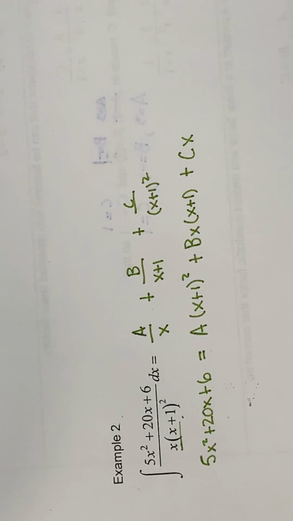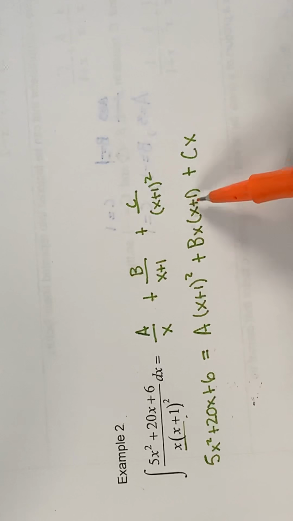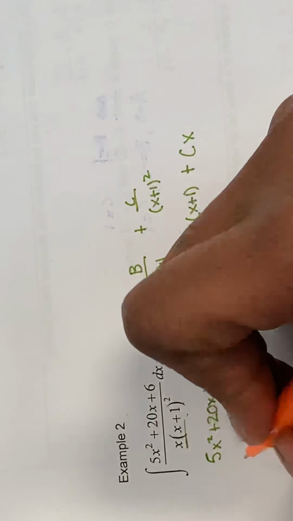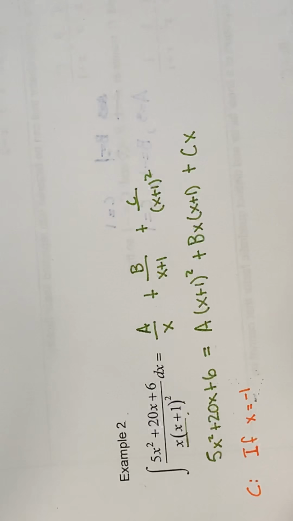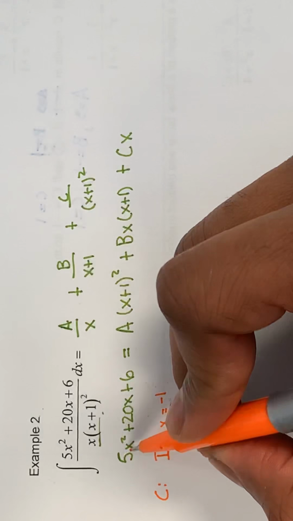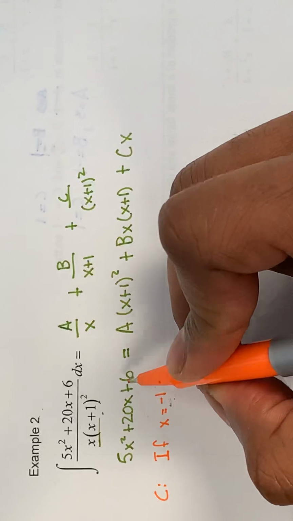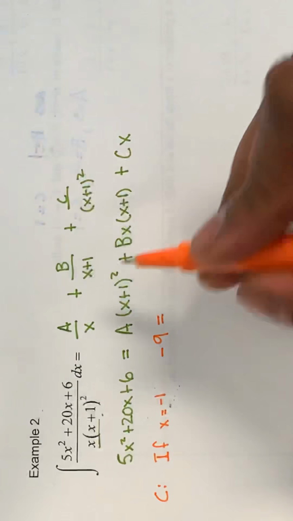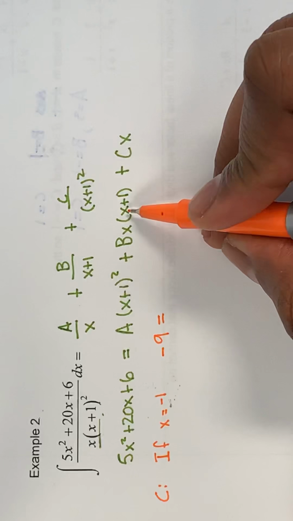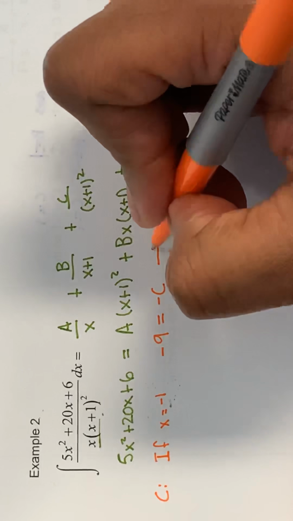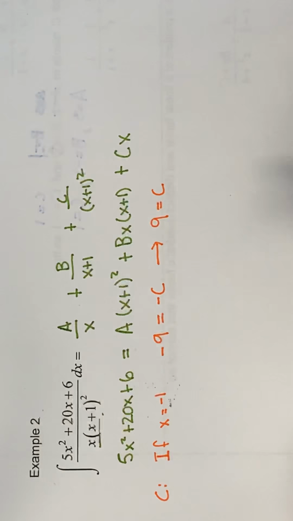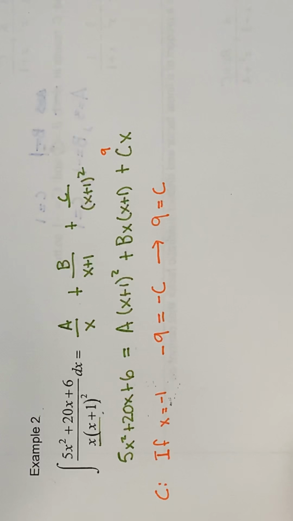And so now we're at a point where we can cleverly eliminate some constants by choosing good values of x. If we choose x to be -1, this would be 0 and this would be 0, and it allows us to then solve for C. So if x equals -1, then this is going to be 5 minus 20 plus 6, which is -9. So we're going to have -9 equals, this term would be 0, and that term would be 0 if x is -1. So we're going to have just -1 times C. So negative C equals -9, which is going to imply that 9 equals C. So we'll keep track of that. So we'll put a 9 for C.